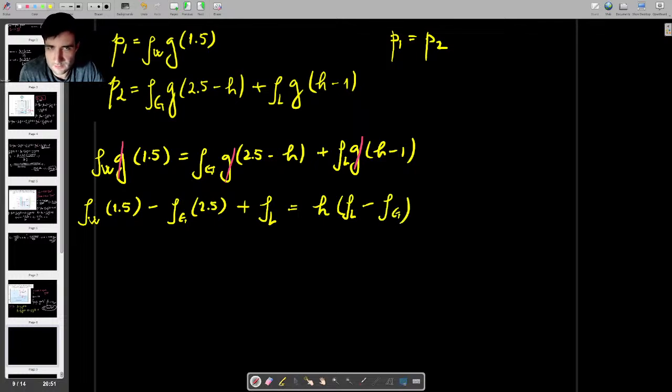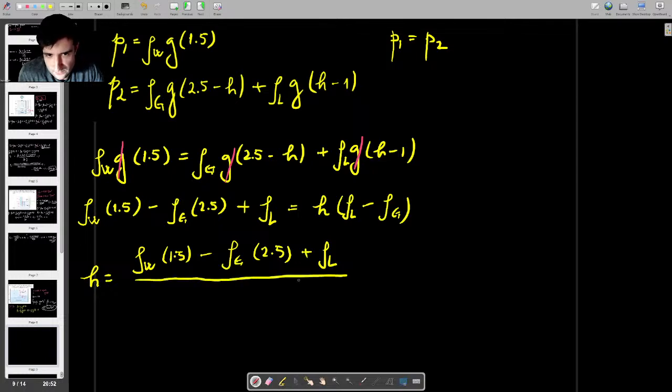So I have positive numbers on both sides. I don't like getting negative numbers on the sides if I can, just to tidy things up. So h is therefore the density of the water times 1.5 minus density of the gasoline times 2.5 plus density of the liquid, over rho L minus rho G. Okay, so we know everything, it's one equation, one unknown.